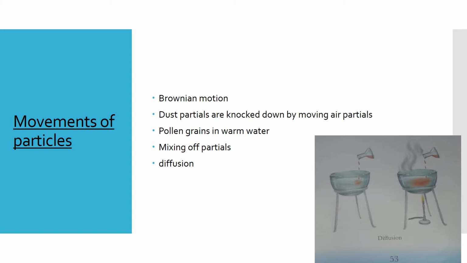A Swedish scientist named Robert Brown noticed that pollen grains move jerkily when placed in water. The zigzag motion of the particles is called Brownian motion. Brownian motion is named after Robert Brown.